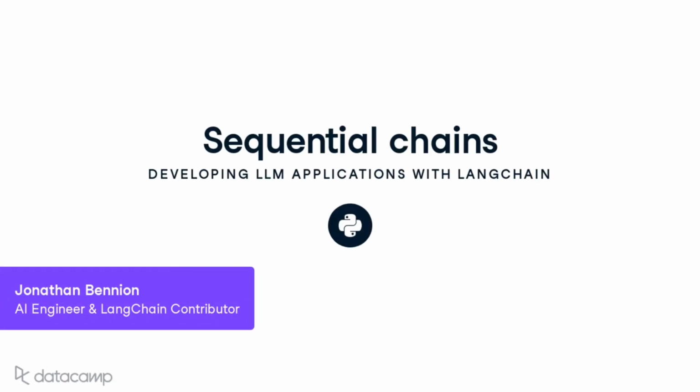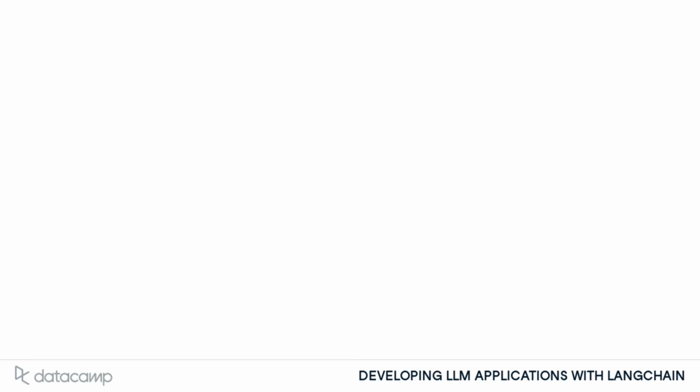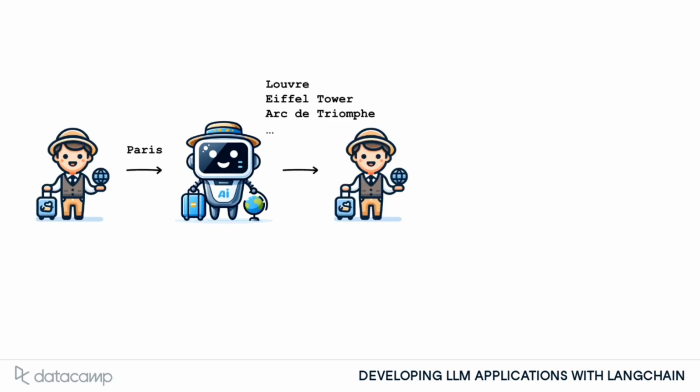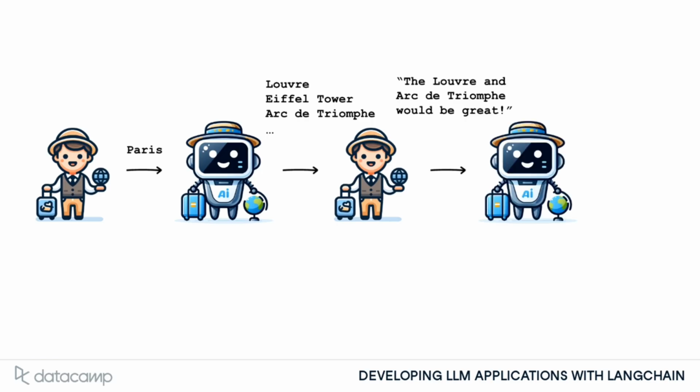Let's take our LCEL chains to the next level with sequential chains. Some problems can only be solved sequentially. Consider a chatbot used to create a travel itinerary. We need to tell the chatbot our destination, receive suggestions on what to see on our trip, and tell the model which activities to select to compile the itinerary.